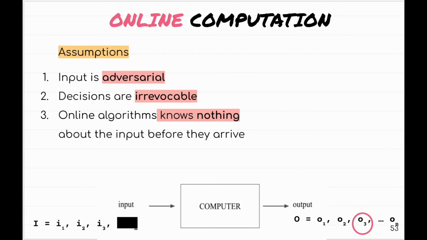Okay, so for online computation, we actually have several assumptions. The first assumption is that your input is adversarial, so the worst possible input could be an input. The second is decisions are irrevocable, so you can't change yung naging previous na sagot mo na part ng output. And the online algorithm knows nothing about the input before they arrive.